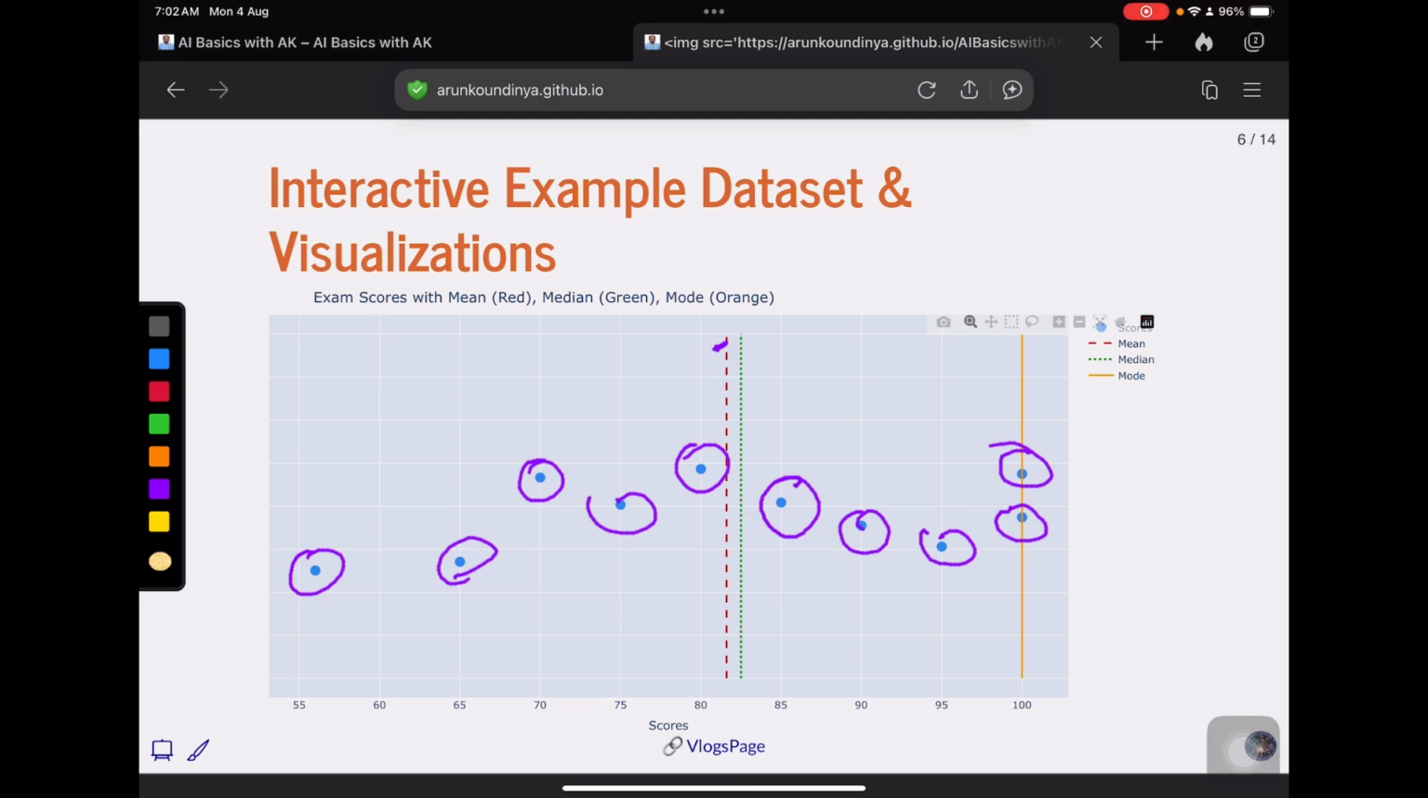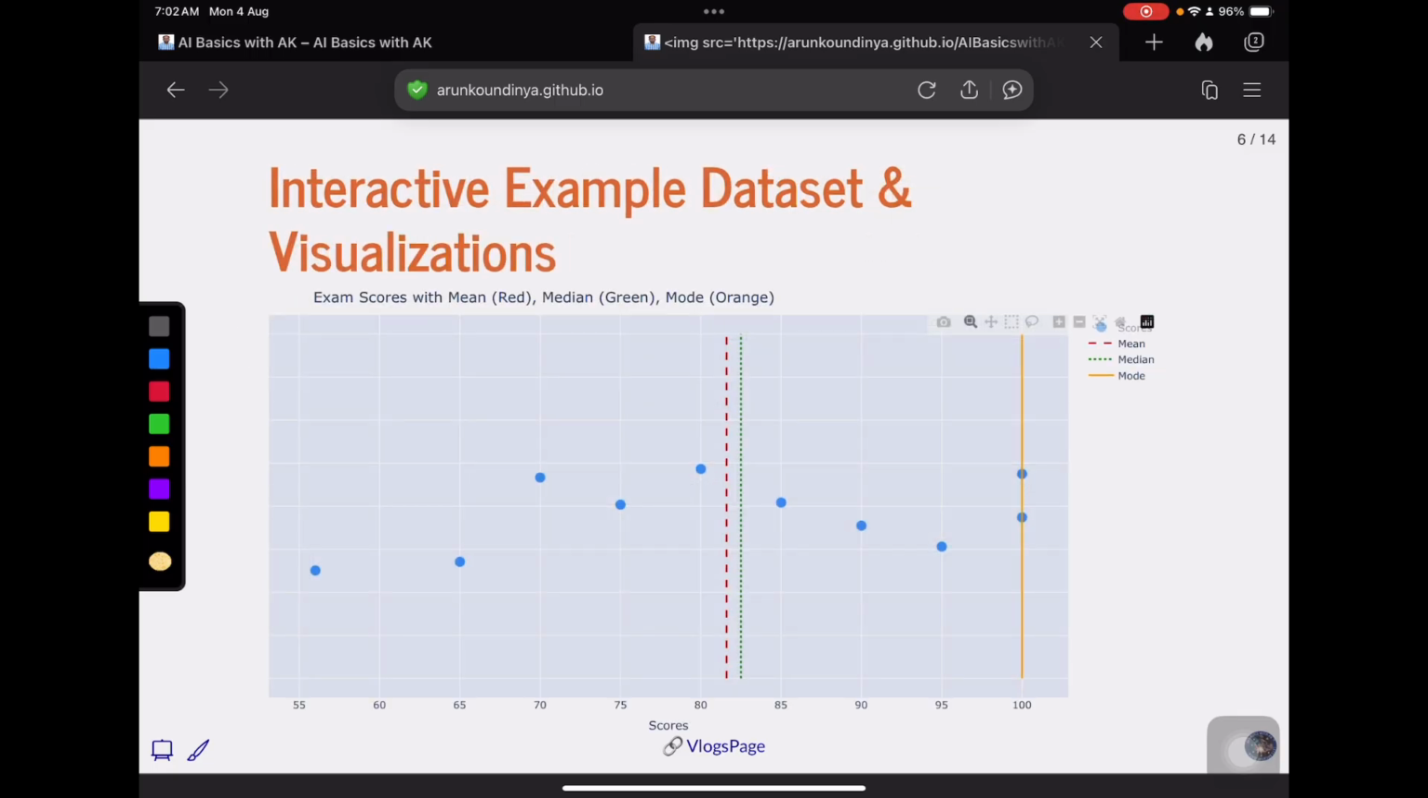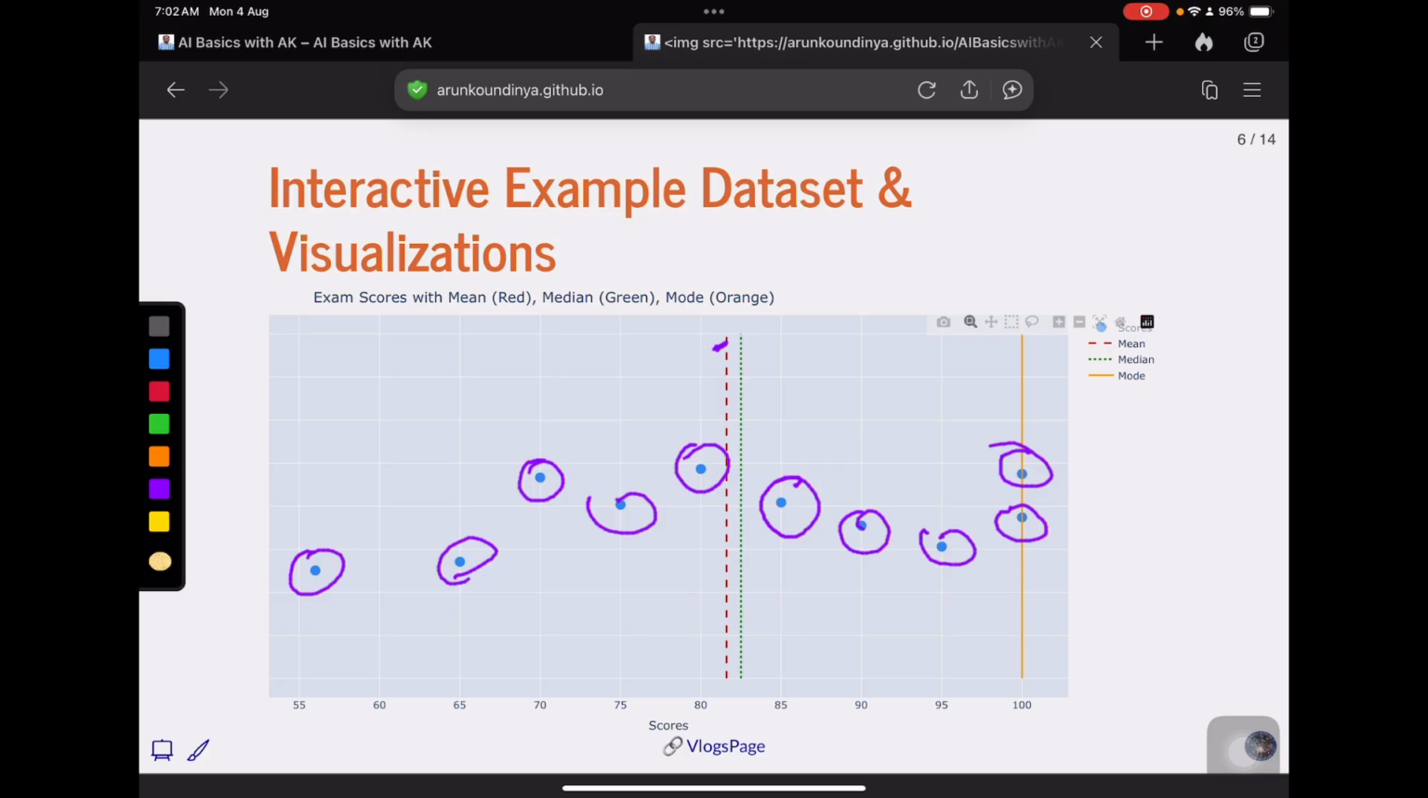Median is the middlemost value. You don't care about adding or dividing. You just put the numbers in order and find the middle one. That's as simple as that. It's like, what is my middlemost value? Then you can call that the median. Most often when the data set is large and very balanced, mean and median would almost be the same. That's why we have seen that these are almost near.